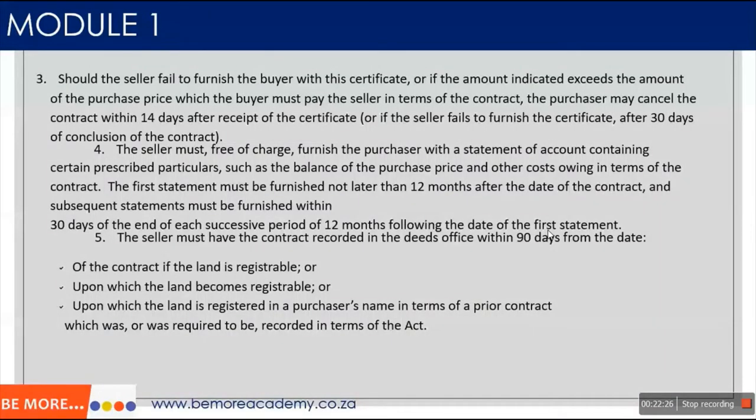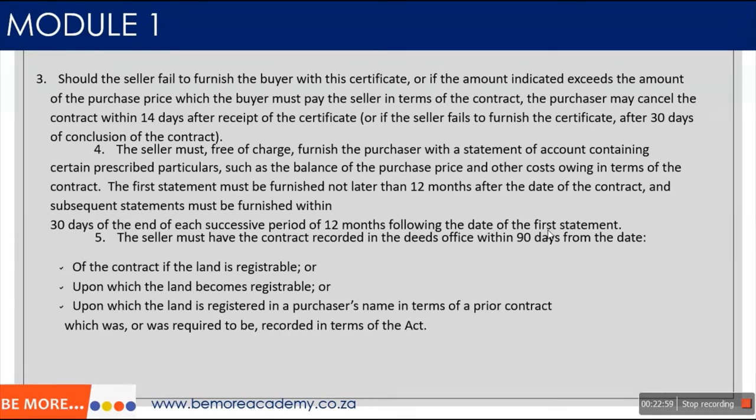Now, let's go back. Who are all the parties in registering a new bond? First, you get the new bond attorney, which the bank will appoint. You get the registration attorney. And then you get the cancellation attorney, the three attorneys, for the seller's bond to cancel that bond. So you've got three attorneys that must complete all the documentation and then submit together at the deeds office.